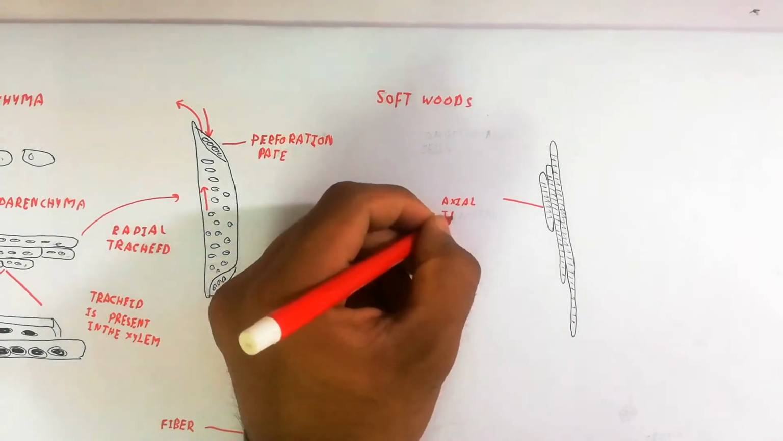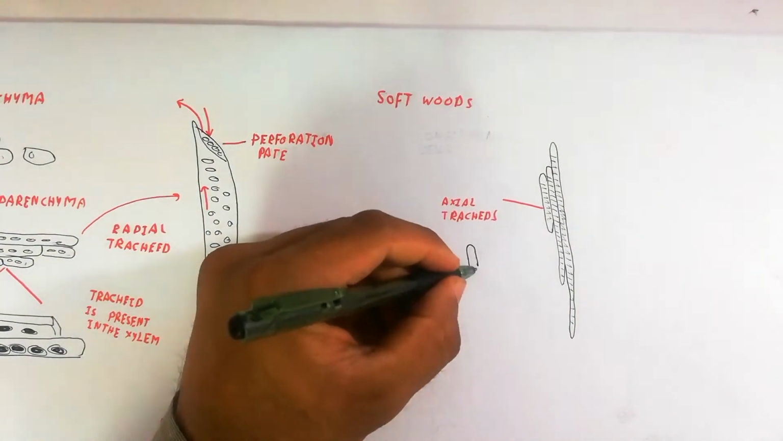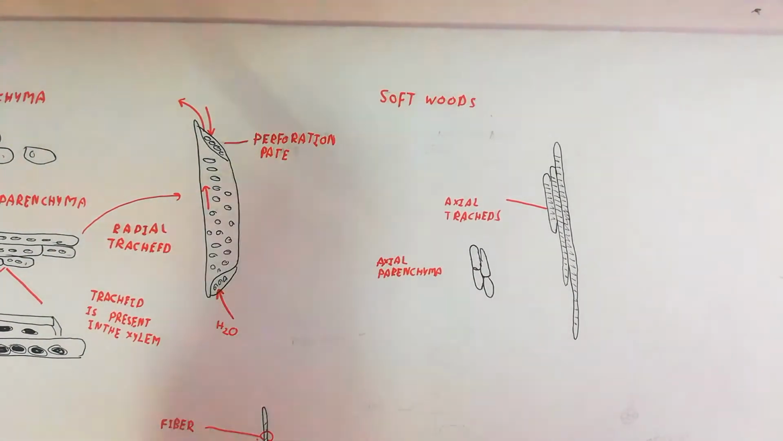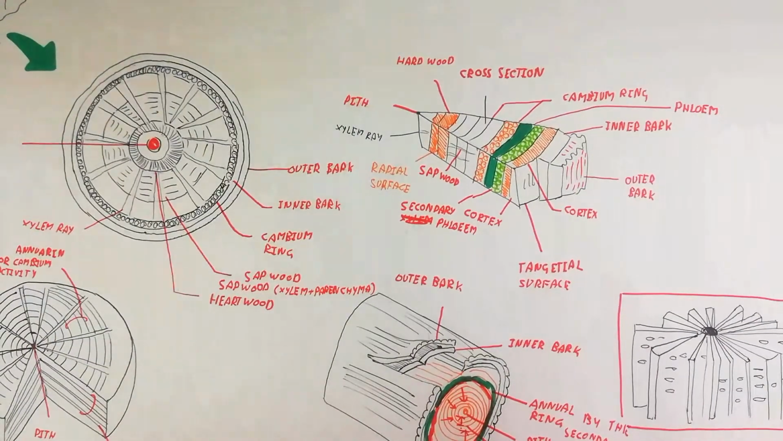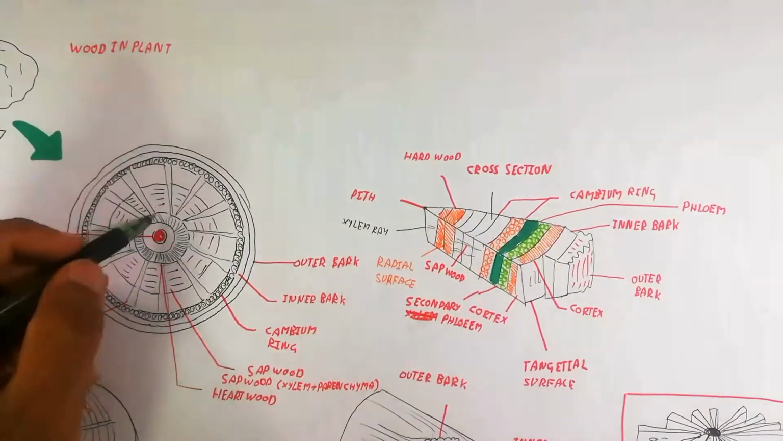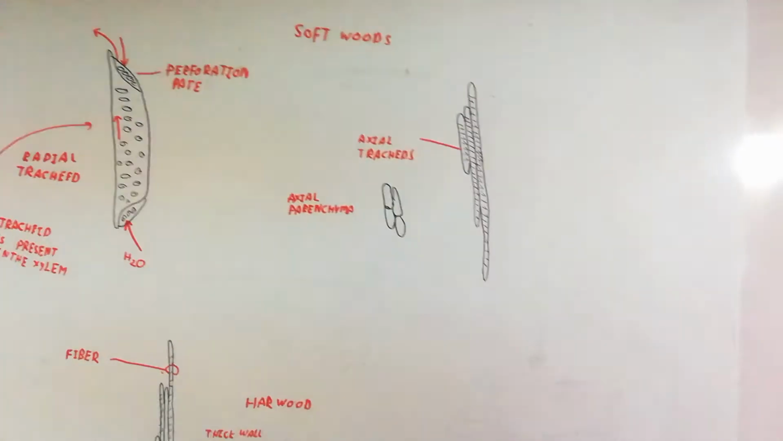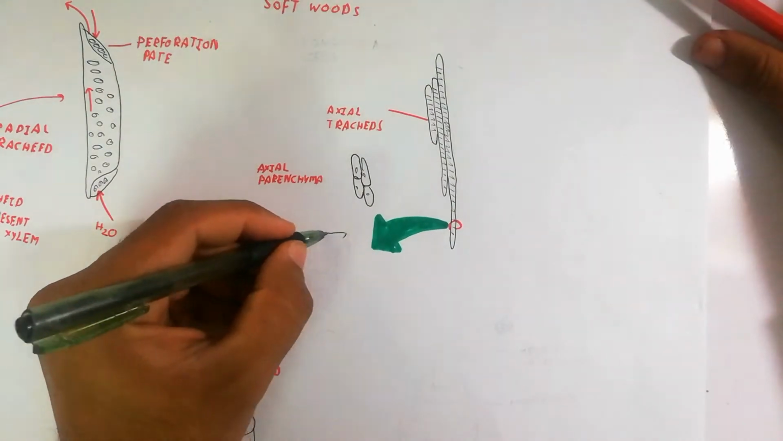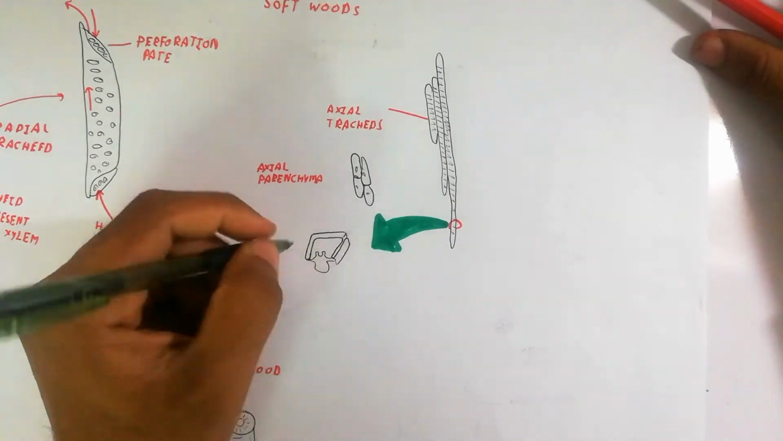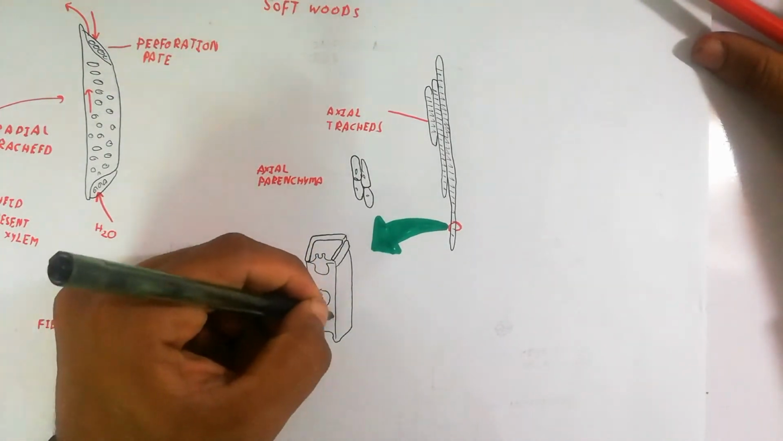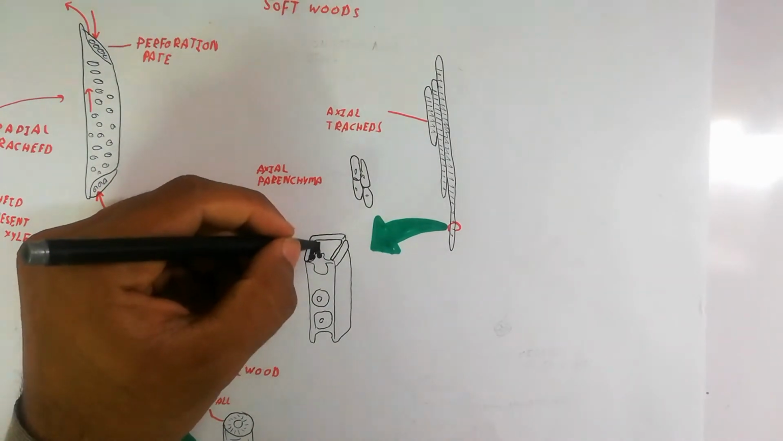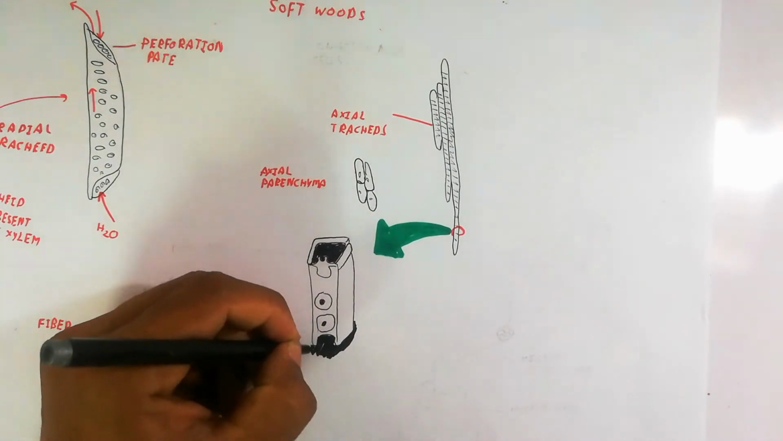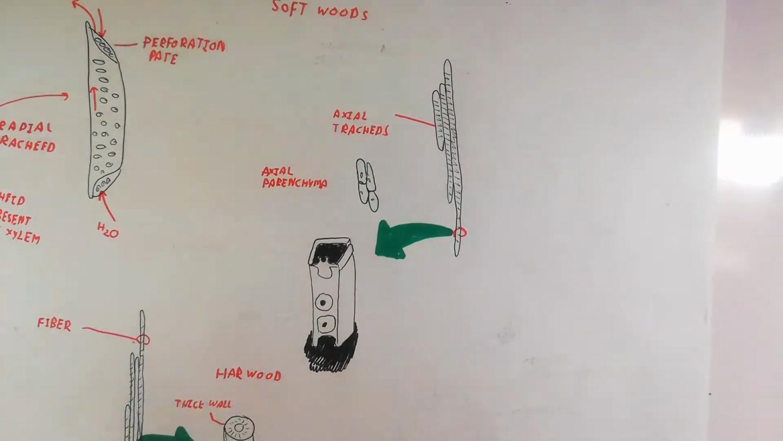Here I draw another, axial tracheid, in which axial parenchyma is present. The axial parenchyma wall is present here. Axial means on the axis of the wood. Here I draw the structure of a single unit of thin wall softwood.